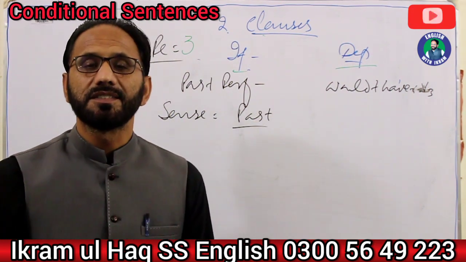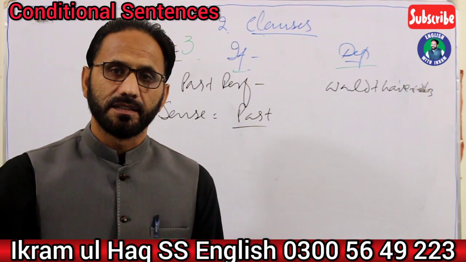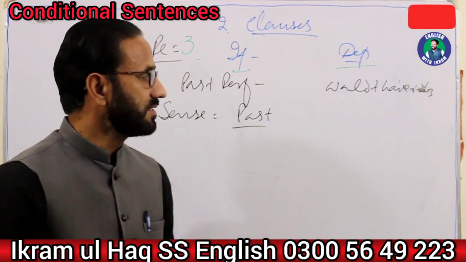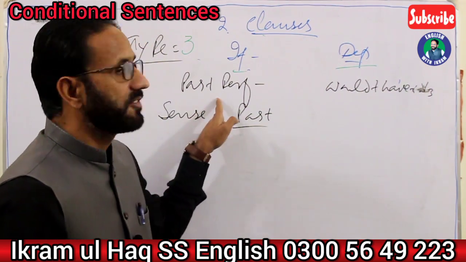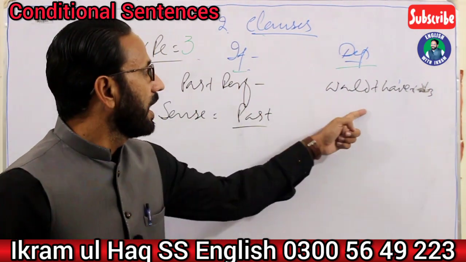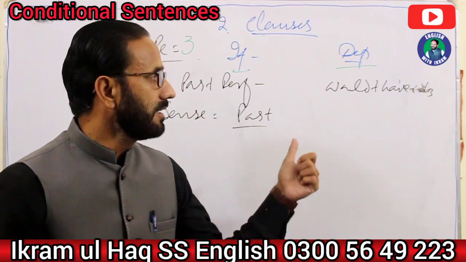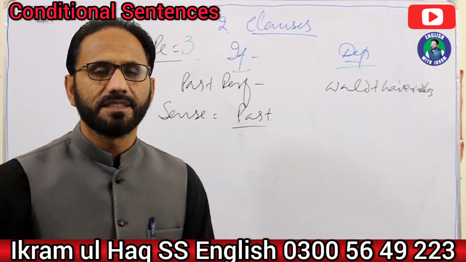We talk about the situation that was prevailing in the past. The sense of the sentence is it's about past, and we used past perfect in if clause or main clause and would plus have plus V3 in dependent clause. For example, this is a common sentence.